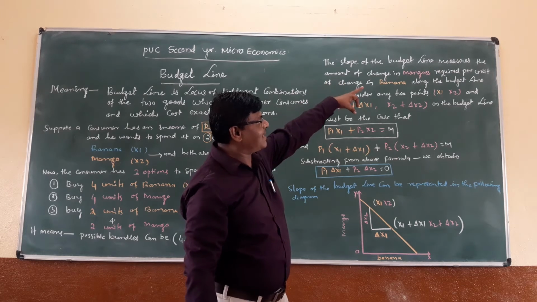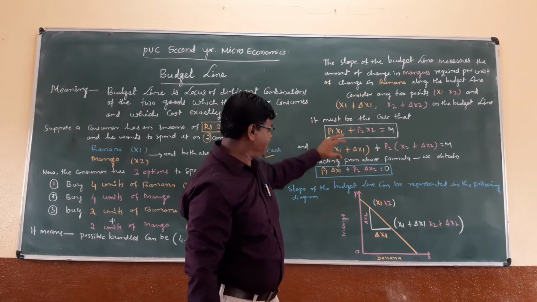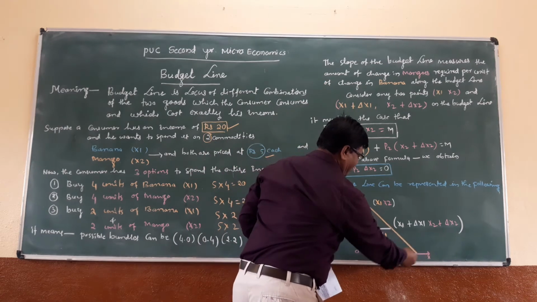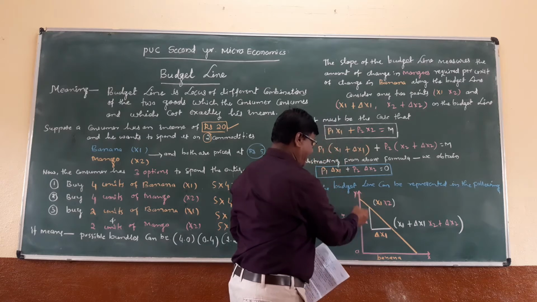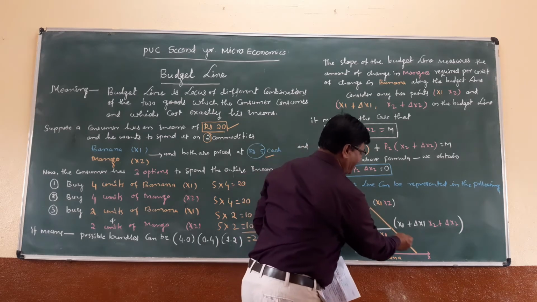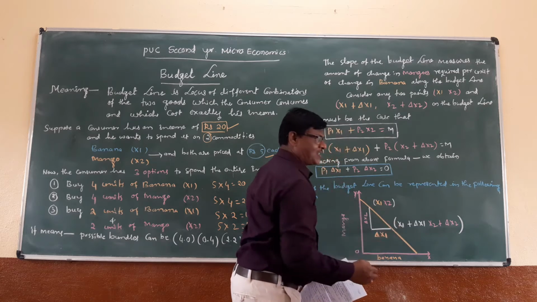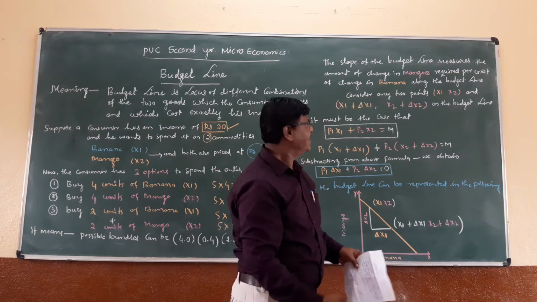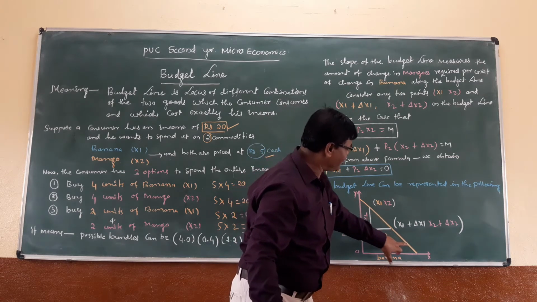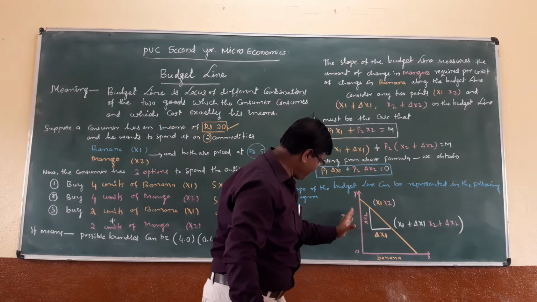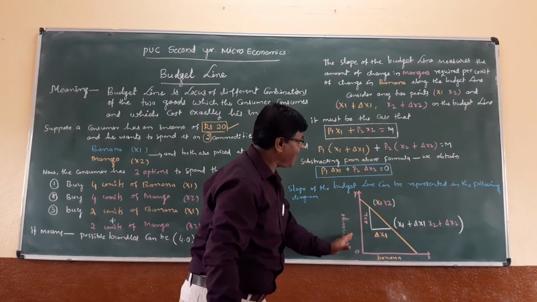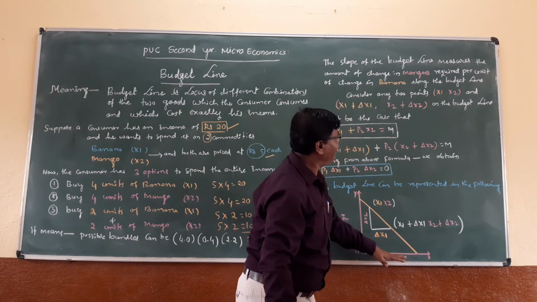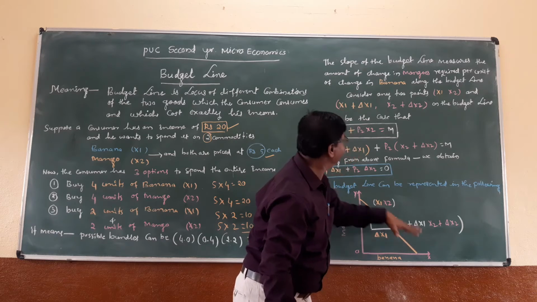The slope of the budget line measures the amount of change in mangoes. The horizontal line measures banana, and the vertical line measures the mango. This is the price line, budget line, or budget constraint. It slopes downwards from left to right. The slope of the budget line measures the amount of change in mango required per unit of change in banana along the budget line.